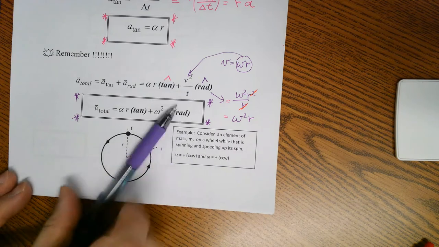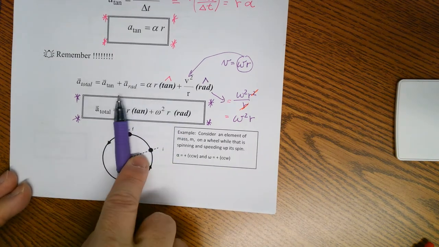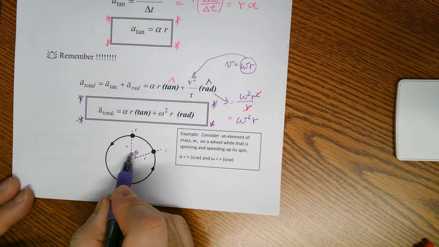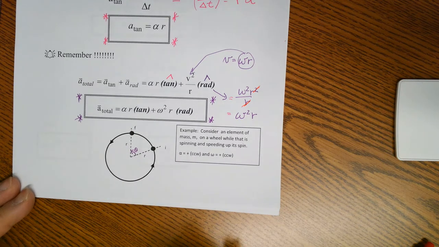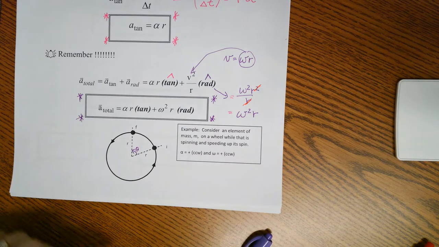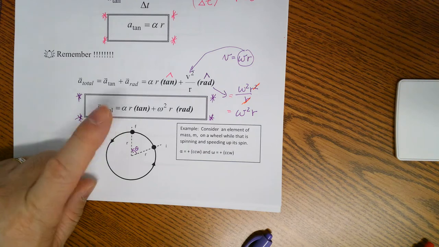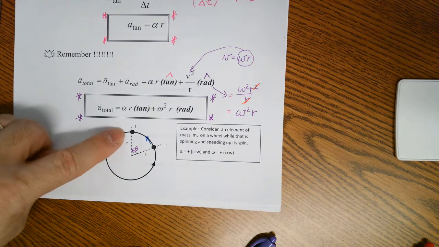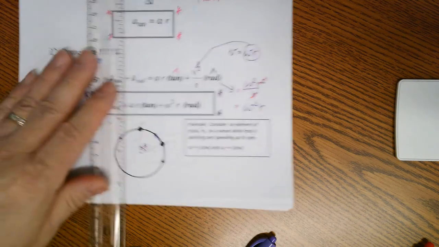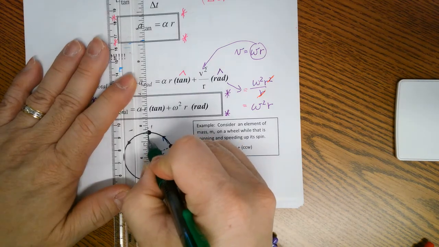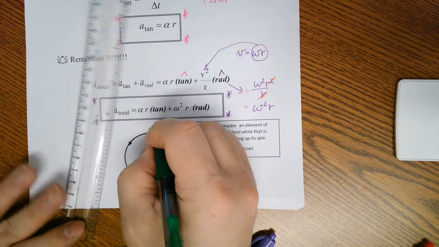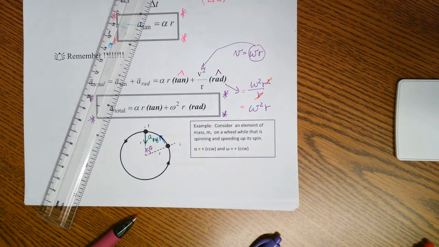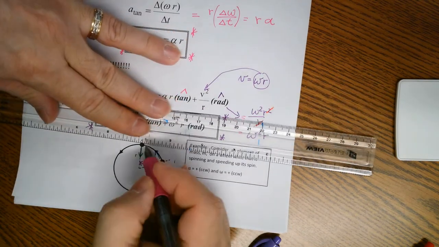Okay? So if we had something traveling in a circular path like this and sweeps out a certain angle theta, right? So let's say it sweeps out this angle theta, right? So theta initial is zero and theta final is theta. So delta theta is theta. Okay? So as it travels here at this exact location, if we were to travel in a counterclockwise direction, at this location, we will have radial acceleration flowing in towards the center. So this is A radial. And we have A tangential going this way.